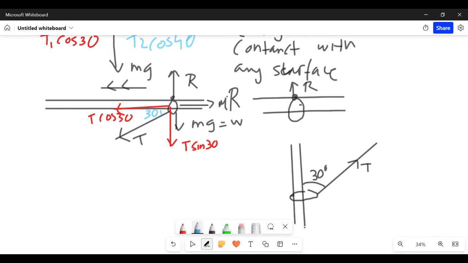So then the components would be, this is the base component or the adjacent component, so the cos component. No, actually, it's the opposite component because it's over here. And this is the base component. So this is going to be T sine 30 because it's opposite. And then upwards, there's going to be T cos 30.